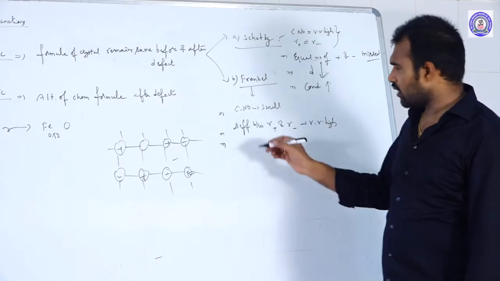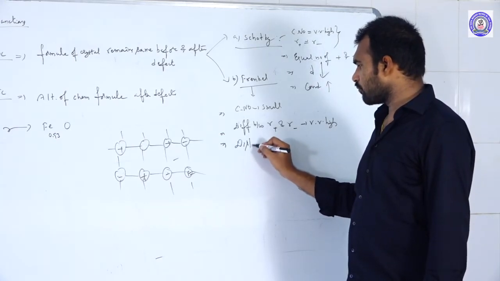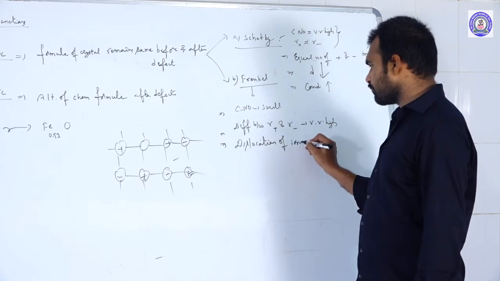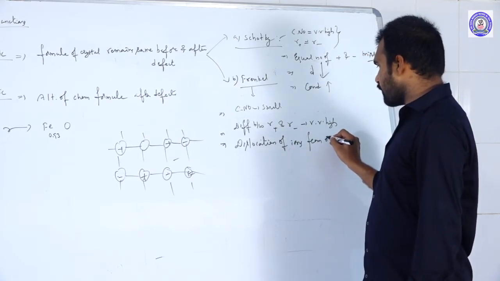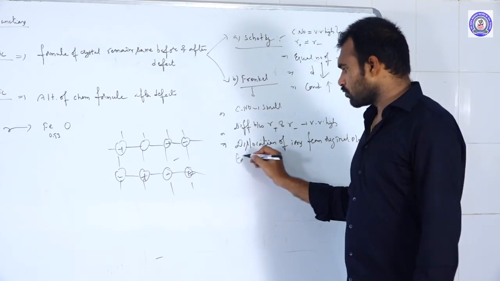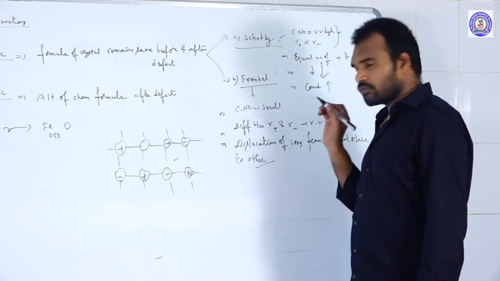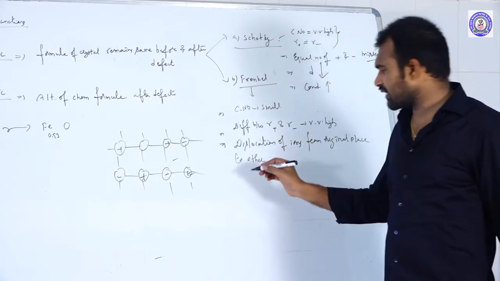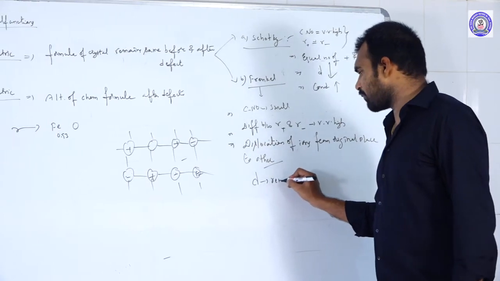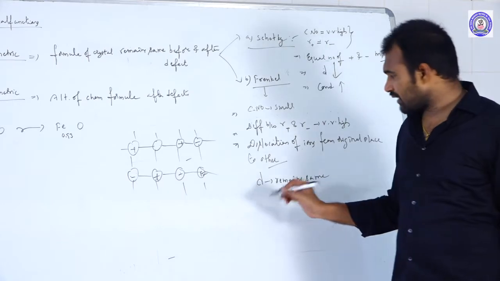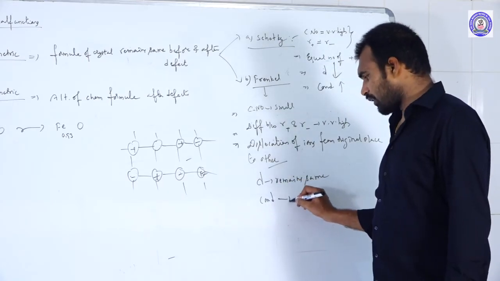Frenkel defects. Okay. So dislocation of ions from their original place to another. There was no loss of any ions in this defect. That is why the density remains the same. The density remains the same, but the conductivity increases.